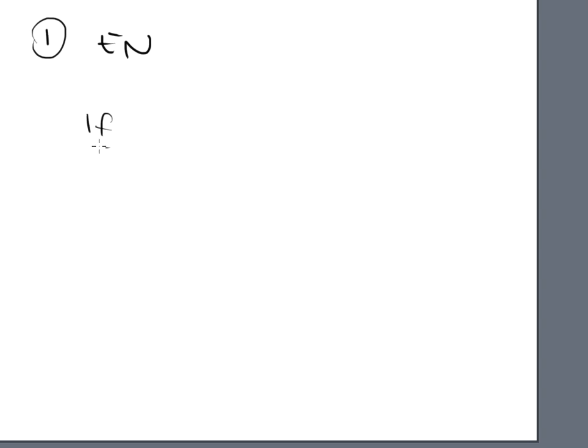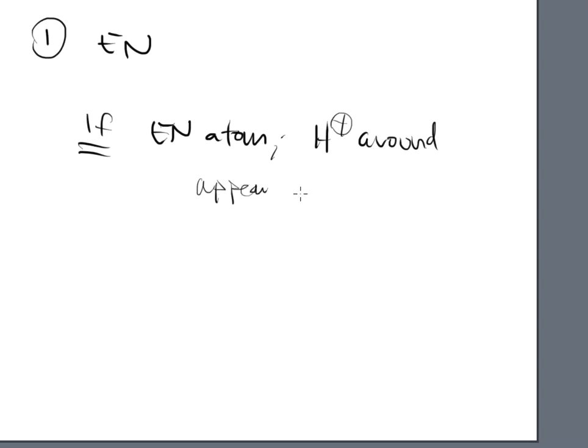So if there is an electronegative atom, the protons that are around that atom will appear downfield. We need to talk about why. So this will give us our first indicator of positions. Where will the shifts happen?